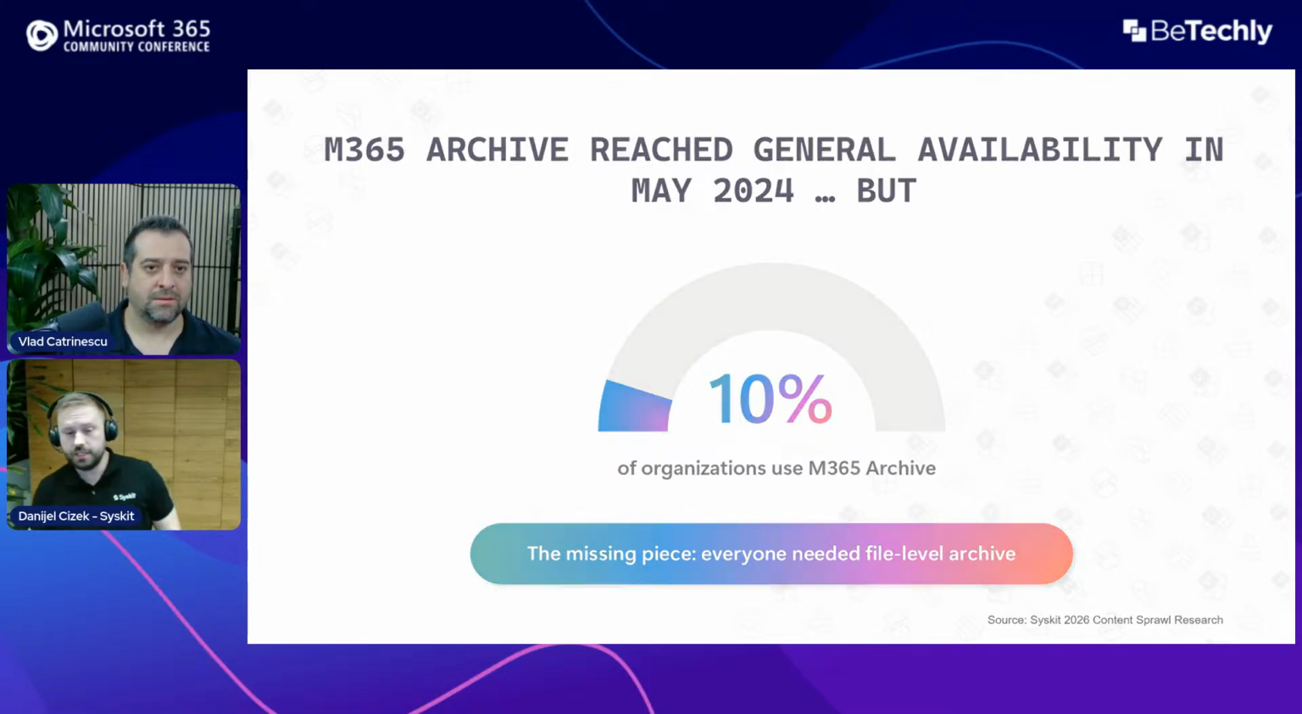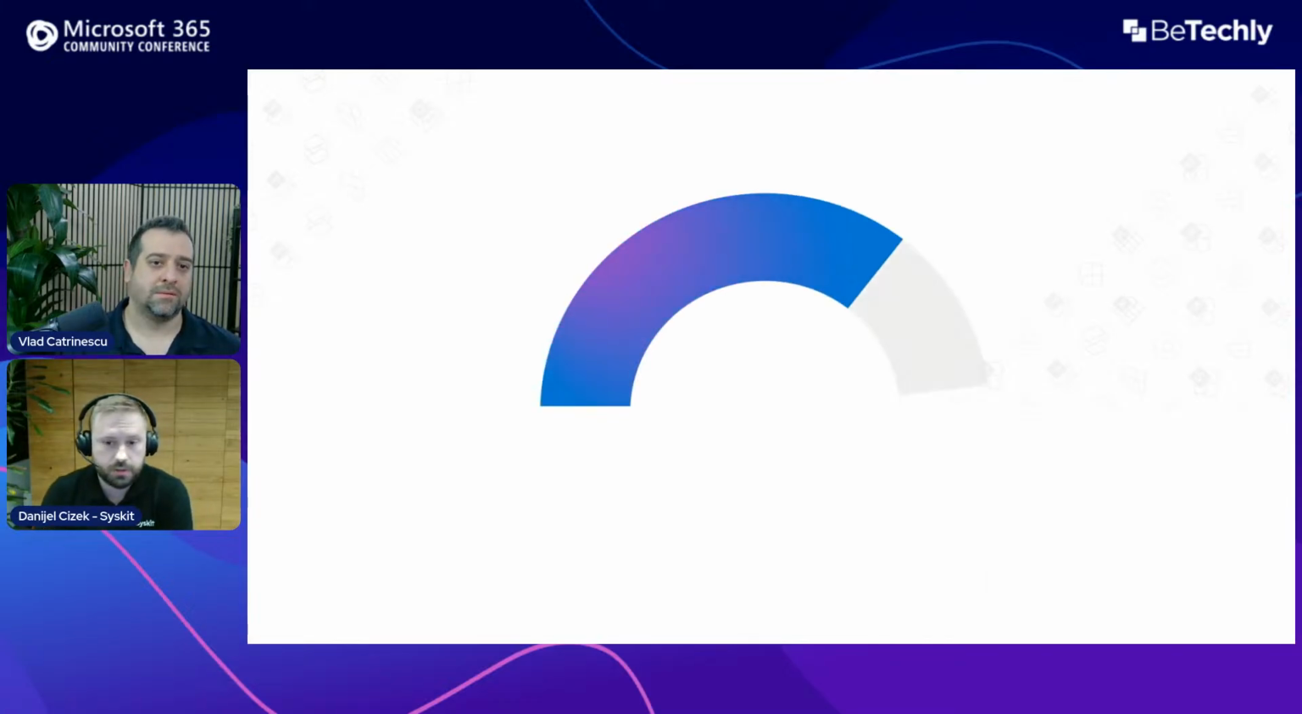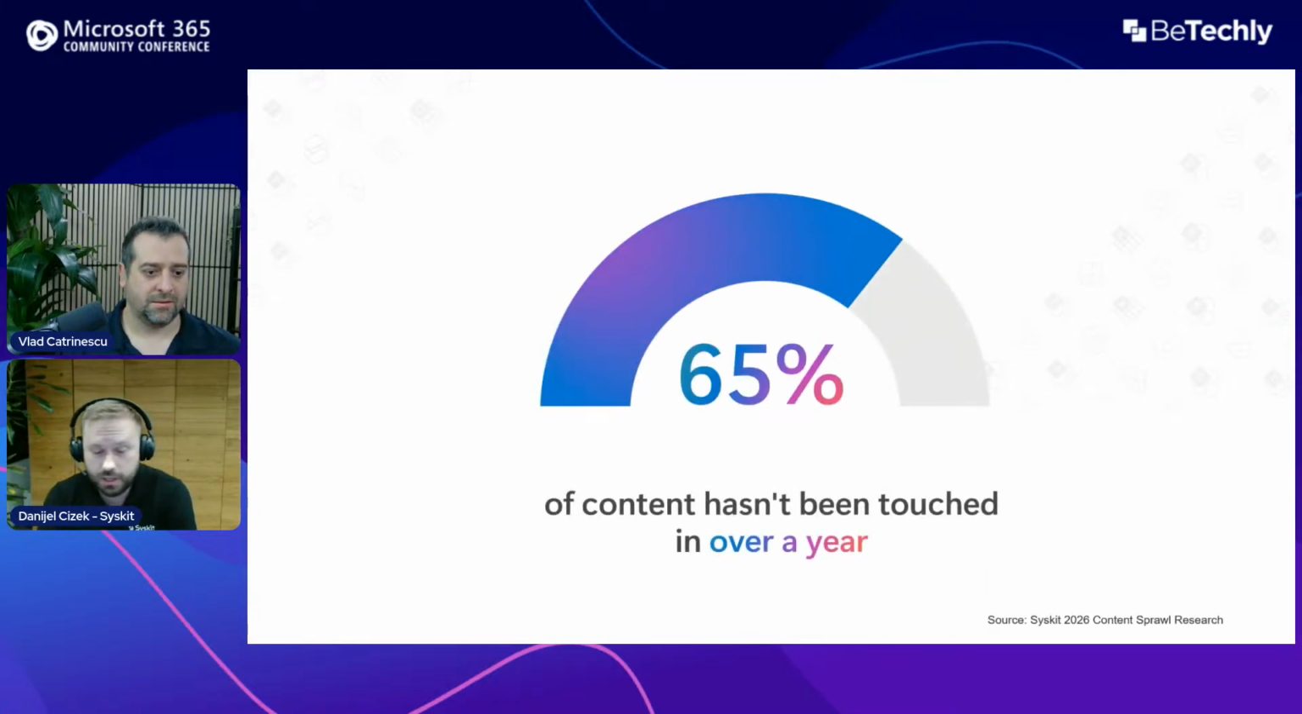So in that sense, we also did a lot of research on that. And now when you go to file level archive, you see why this was the problem. 65% of all of the data hasn't been touched in a year. So this is content without any activity in the last year. All of this content is something that you can basically save. And this is an average number.